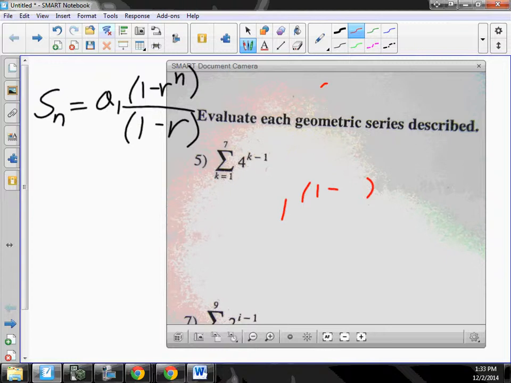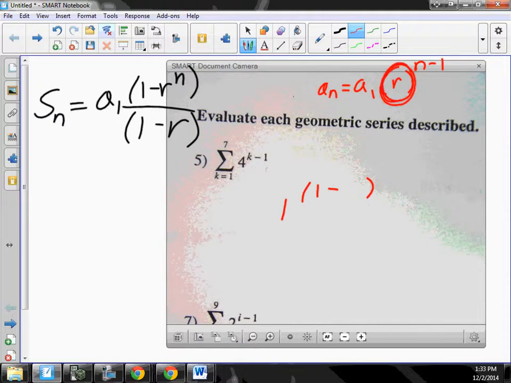So remember my formula is a sub n equals a sub 1 times r to the n minus 1. So this number is the common ratio. What is that number in this problem? 4 raised to the, how many numbers are in the list? We have a sub 1, a sub 2, a sub 3, a sub 4, 5, 6, and 7. 1, 2, 3, 4, 5, 6, 7. 7.